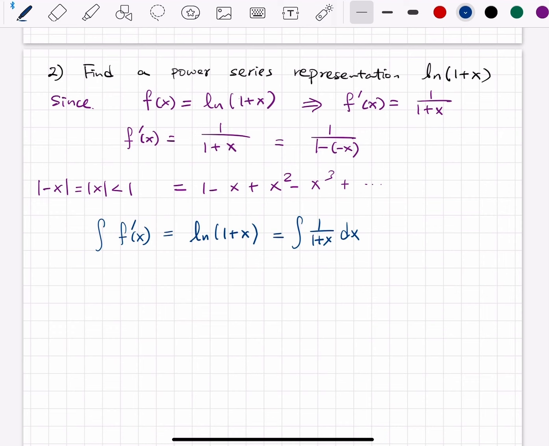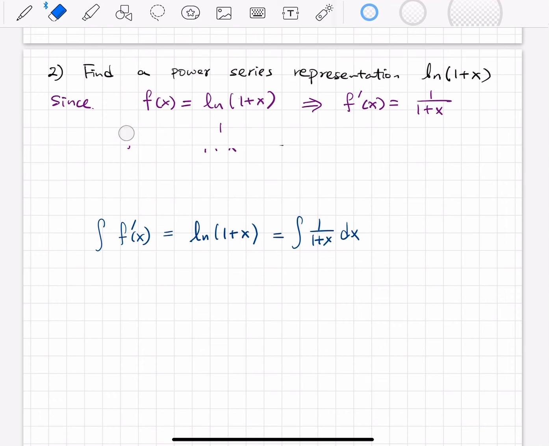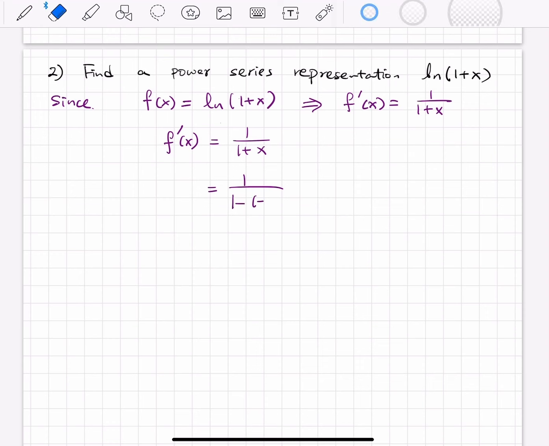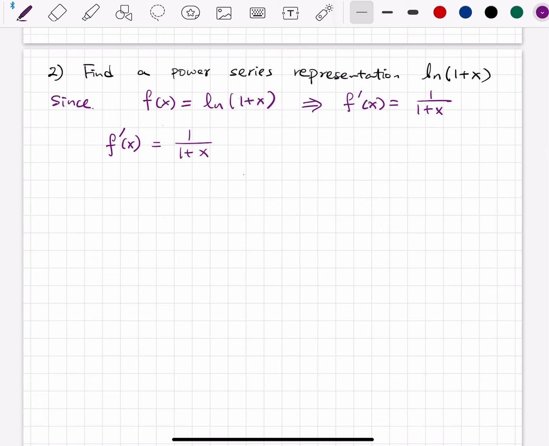I do not like the look, so I'm going to reorganize my work a little bit. Okay, so f prime of x, which is 1 over 1 plus x, which is 1 over 1 minus negative x, which is 1 minus x plus x squared minus x cubed plus and so on. So what I need to do is integrate everything.